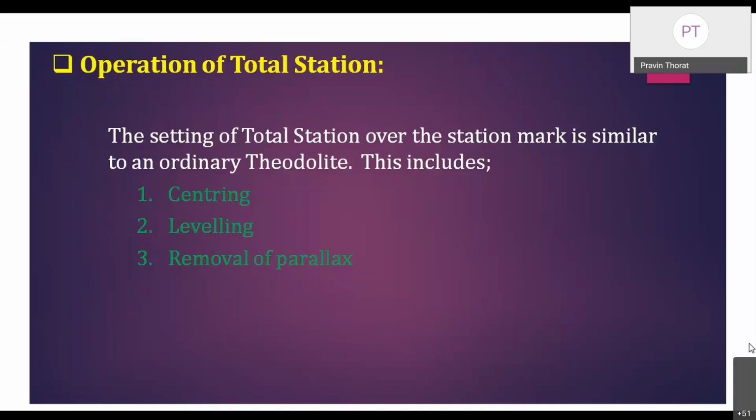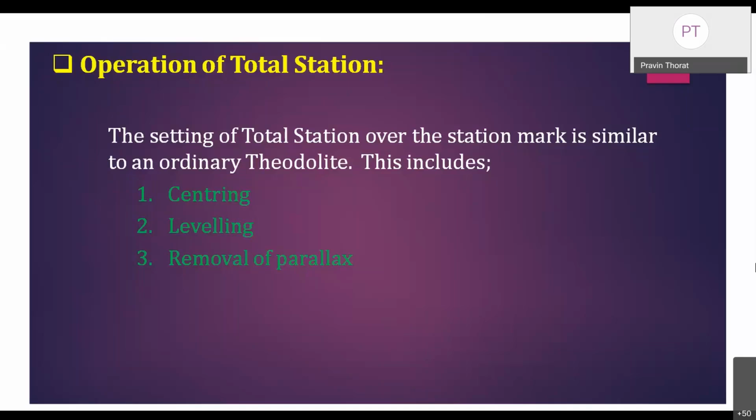Then we have to do the leveling operation and centering of the instrument. The centering of the instrument is done by using the optical plummet provided in the instrument, or by using the laser provided in the instrument. There are two types of centering to be done with a total station: by eye estimation, looking through the optical plummet of the total station, and by emitting the laser from the instrument.